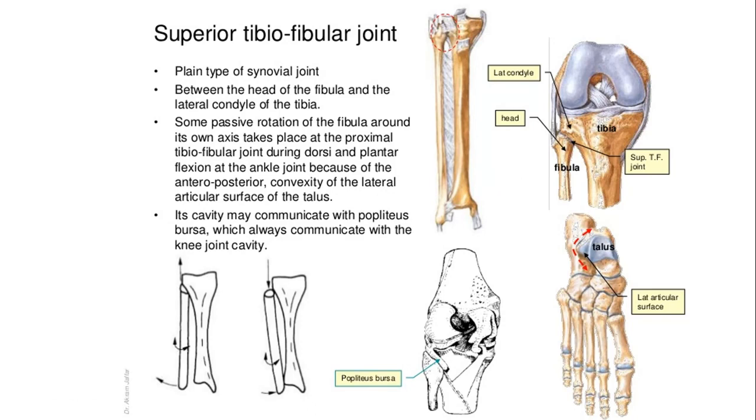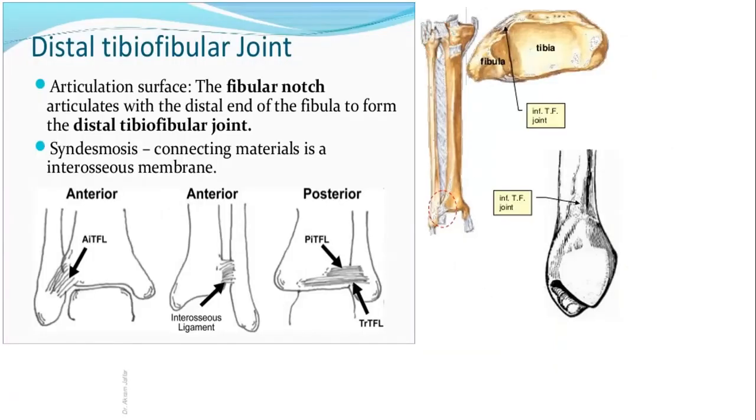Okay, so now we know about the superior tibio-fibular joint. Now we come to the distal tibio-fibular joint. Here we see the lower end of the tibia and the lower end of the fibula, and they are making a joint here. So what kind of joint is this? It is a fibrous type of joint.